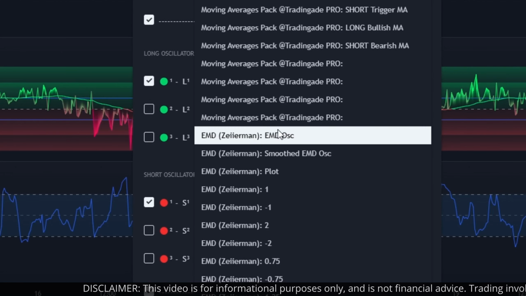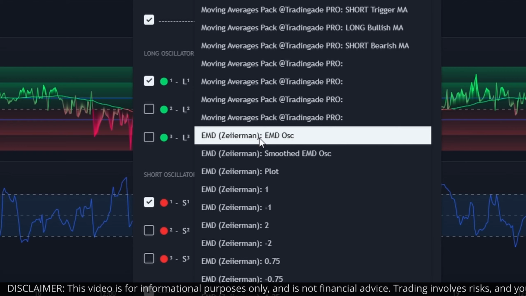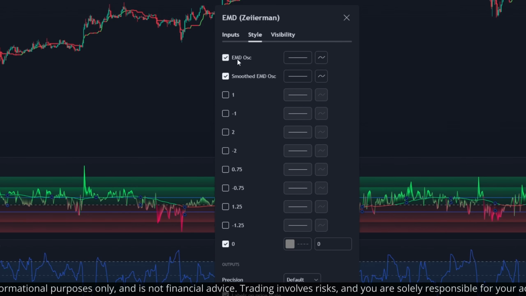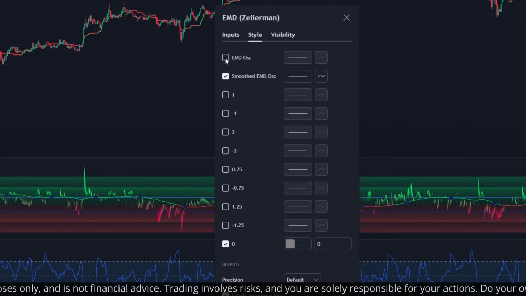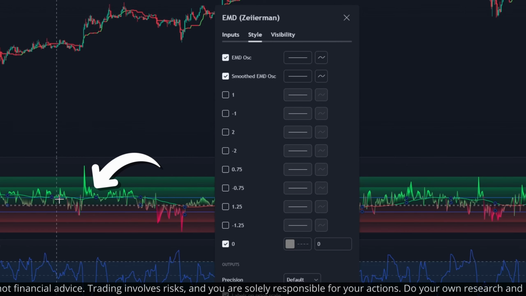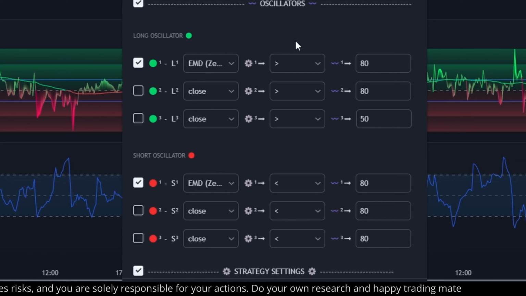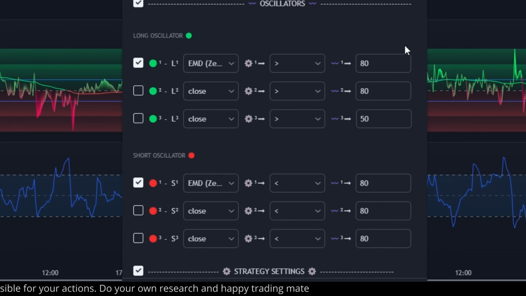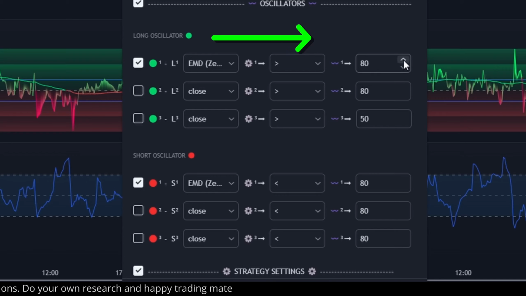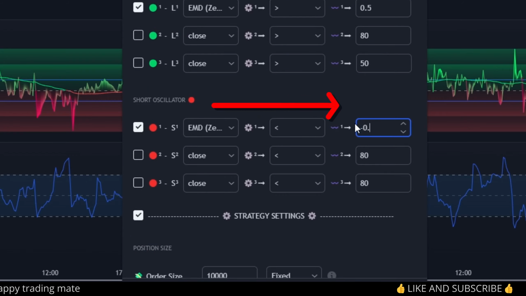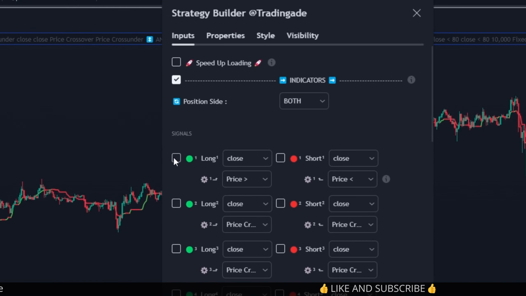If you have any doubt about what signal you should add here, you just need to open the indicator settings, go to style and check what is the EMD oscillator. As you can see, it is this line right here. Then once we set the signal, we can set how it must work. We're gonna allow long positions, as we were saying before, only when the EMD is above the 0.5 level, while for the short side, minus 0.5.